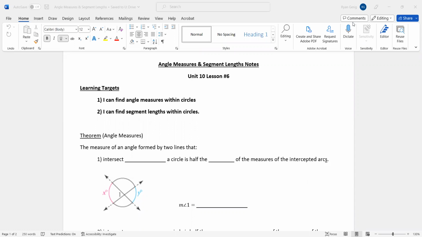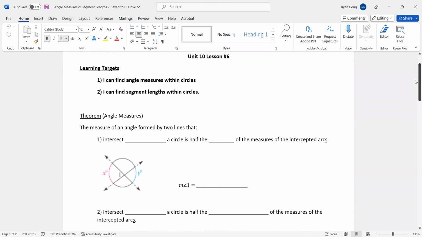So up until now, we've had 2 types of angles show up in circles. We've had central angles and we've had inscribed angles. Central angles had their vertex on the center. Inscribed angles had their vertex on the circle. Well, what happens if it's not on either one of those? Well, this takes care of the other situations.